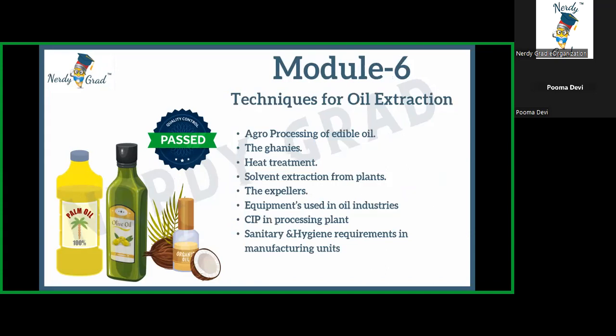This is module 6, techniques for oil extraction. This includes agro-processing of edible oil, the ghanis, heat treatment, solvent extraction from the plants, the expellers. These are the processes or techniques used for extracting oil. Equipments used in oil industries, CIP in processing plant, sanitary and hygiene requirements in manufacturing units.